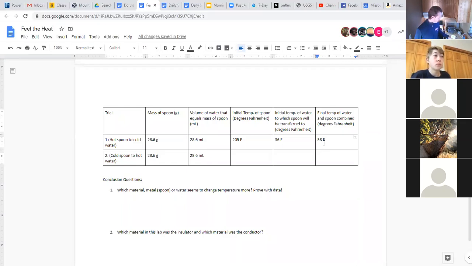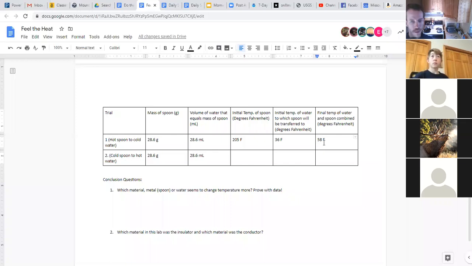So we're done with this cold water. I'm going to use that hot water for trial 2. Trial 2 is going to be the opposite. I got a cold spoon that I'll put into some hot water. So everything about the spoon is the same mass.